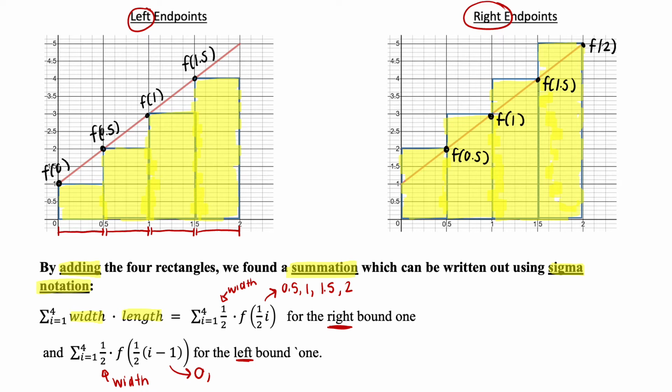Then we go to 2. 2 minus 1 is 1, and 1/2 of 1 is 1/2 or 0.5. 3 minus 1 is 2, and 1/2 of 2 is 1. And then 4 minus 1 is 3, and 1/2 of that is 1.5. So the biggest difference in these formulas is in calculating what you're plugging in to find your length. In a second, we're going to go through these limit definitions and show how they are the same.